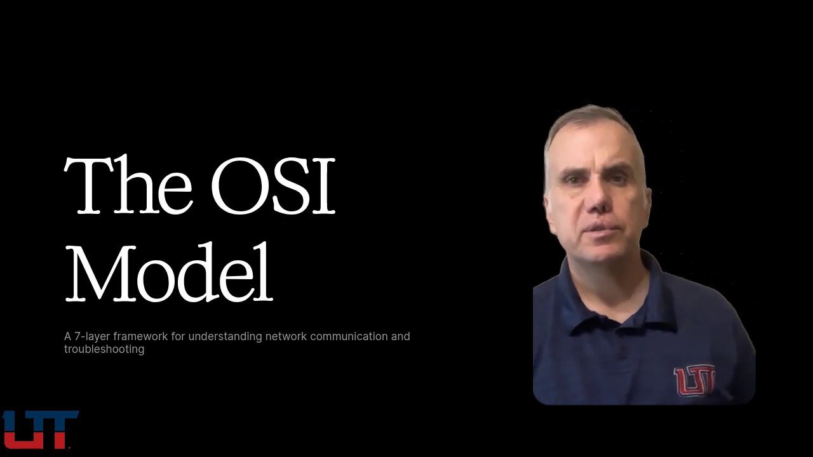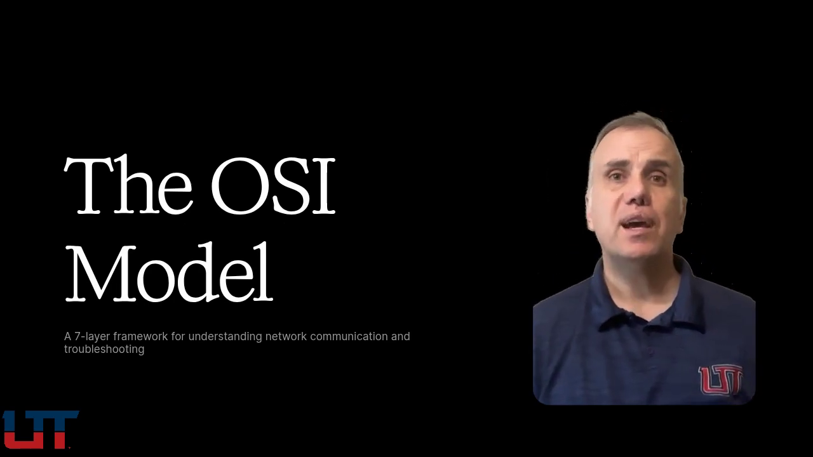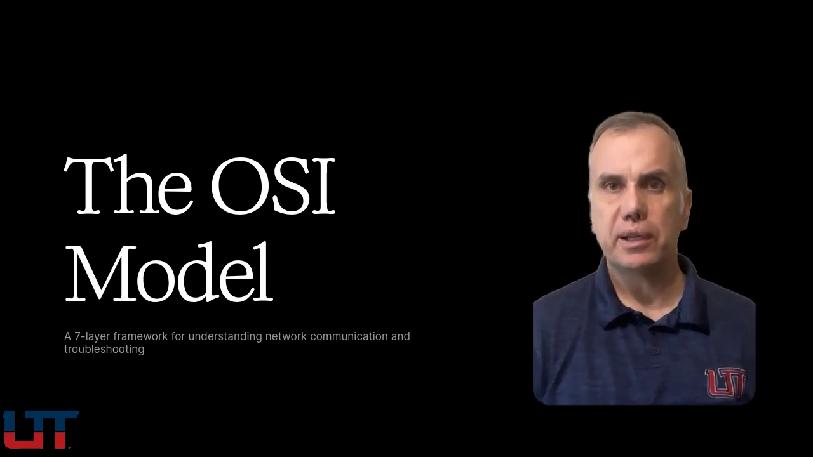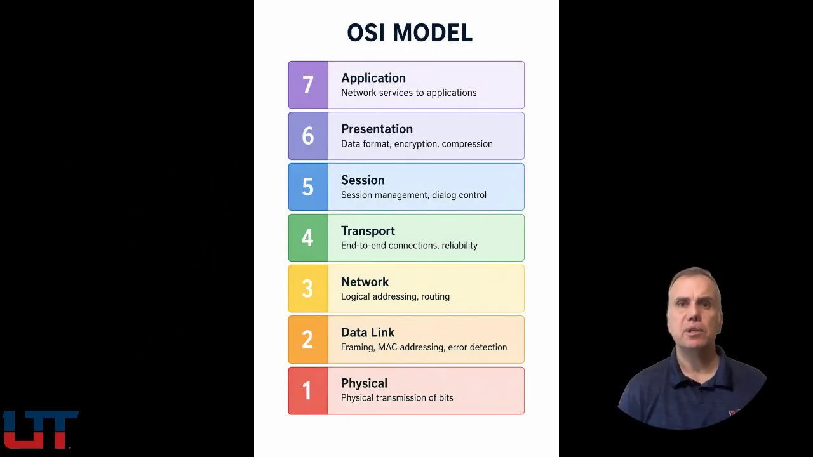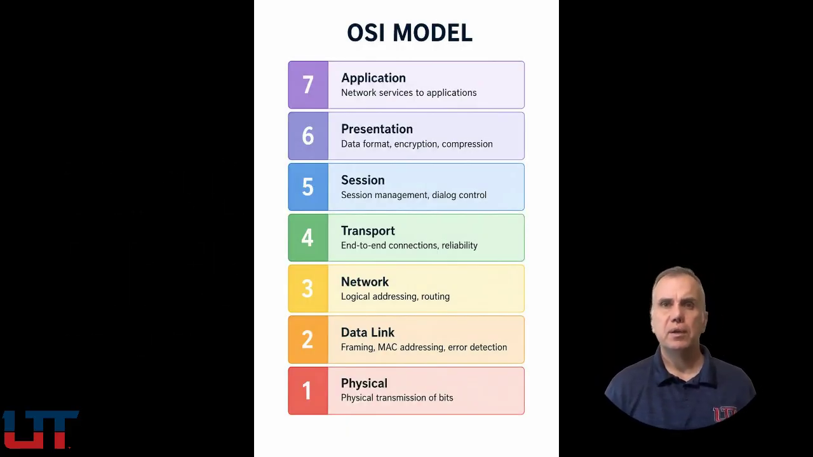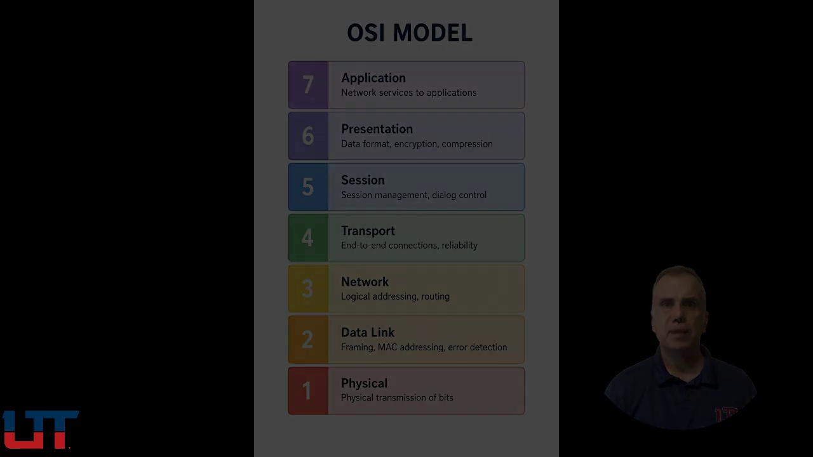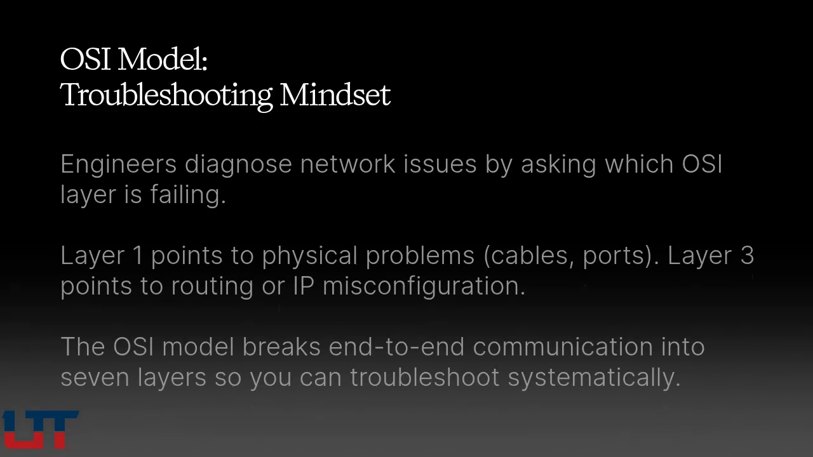This video covers the OSI model. OSI stands for Open Systems Interconnection, and it's a 7-layer framework that describes how network communication works from end to end. You don't need to memorize every detail of every layer, but understanding what each layer does and what happens when something at that layer fails will help you reason about network problems and about where security controls need to be placed. Experienced IT engineers use this model constantly when troubleshooting.